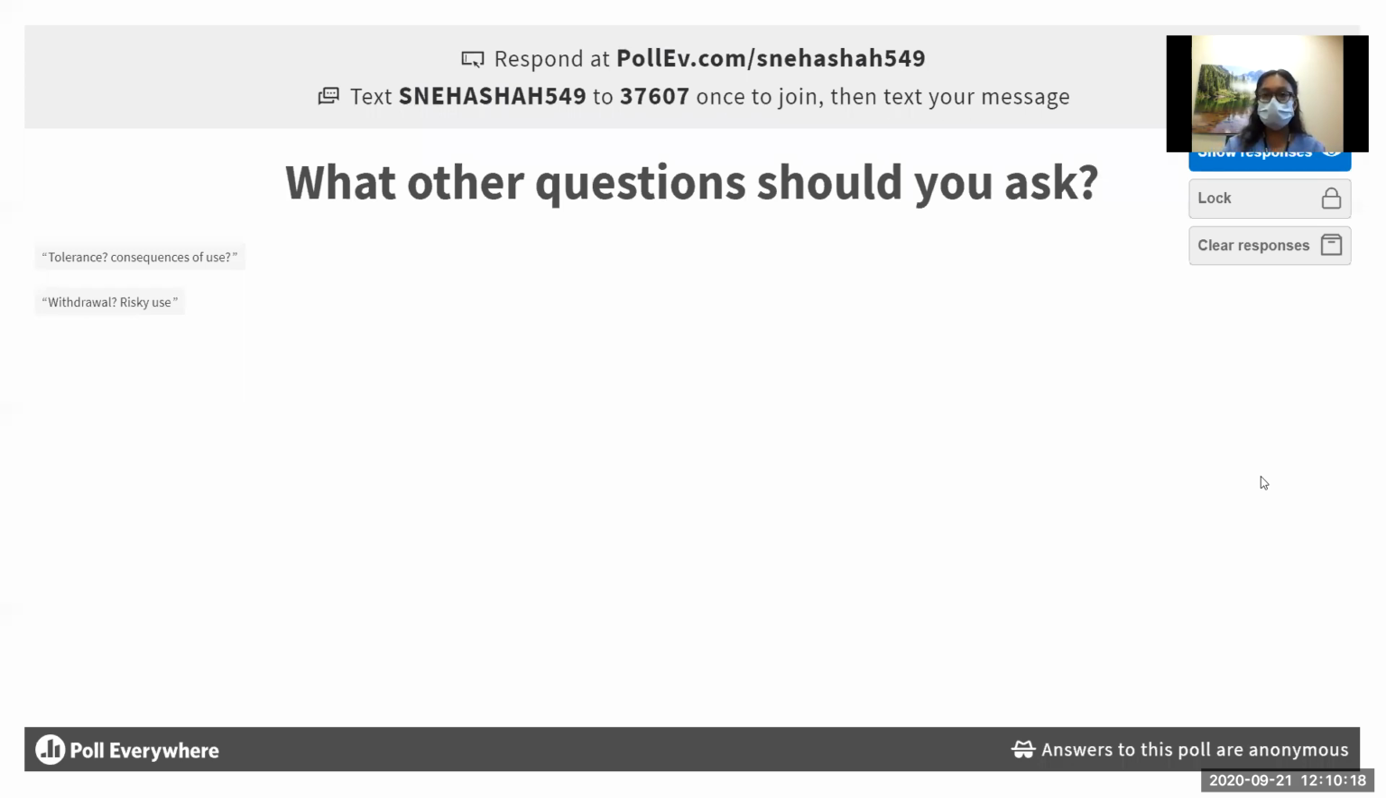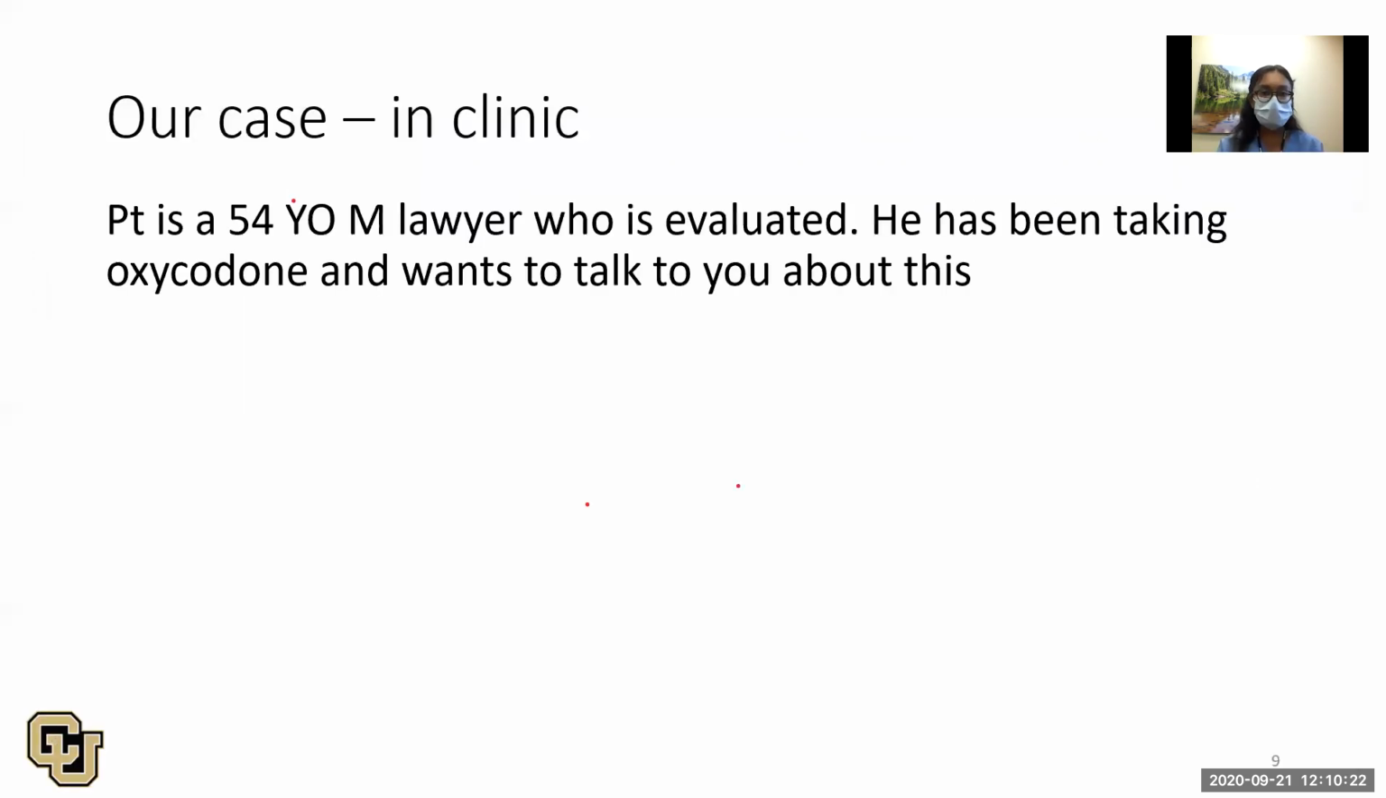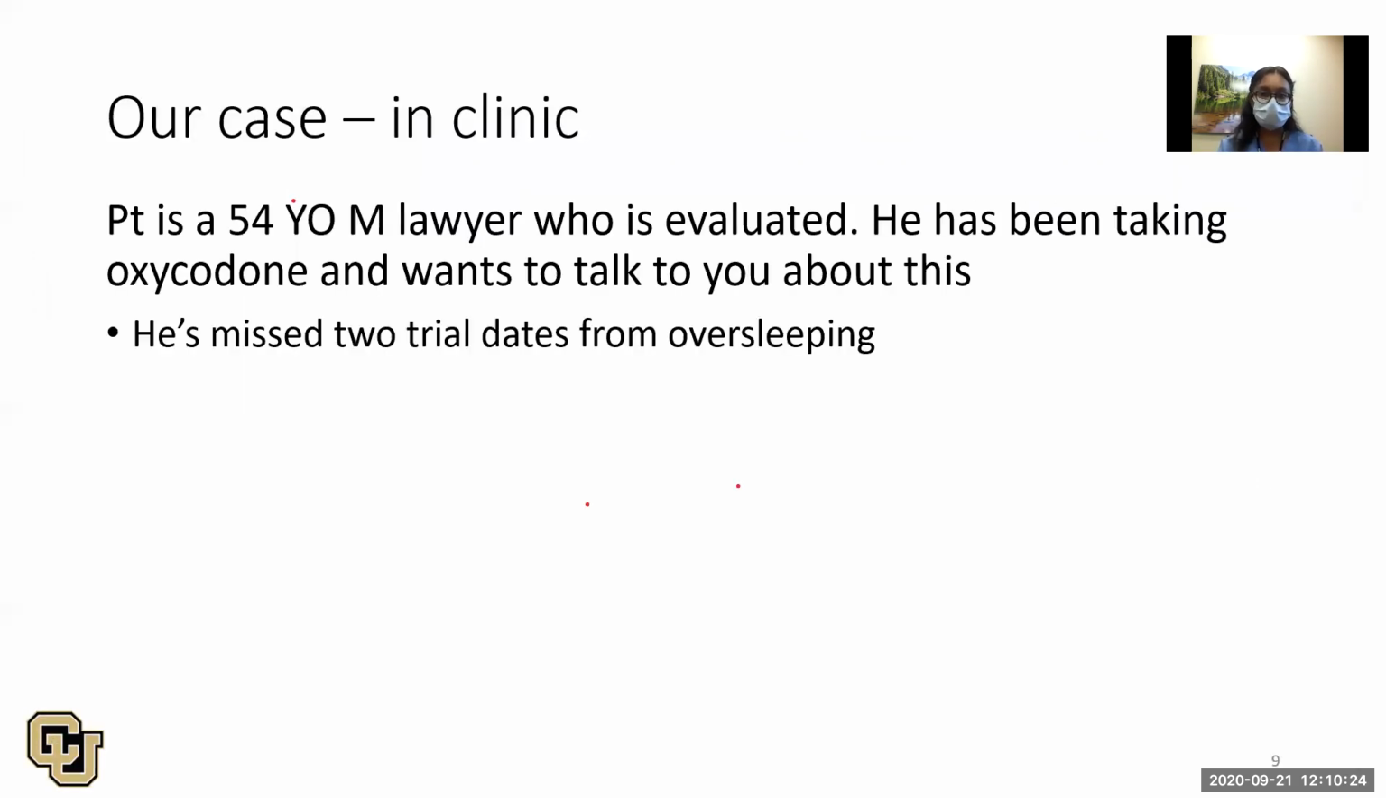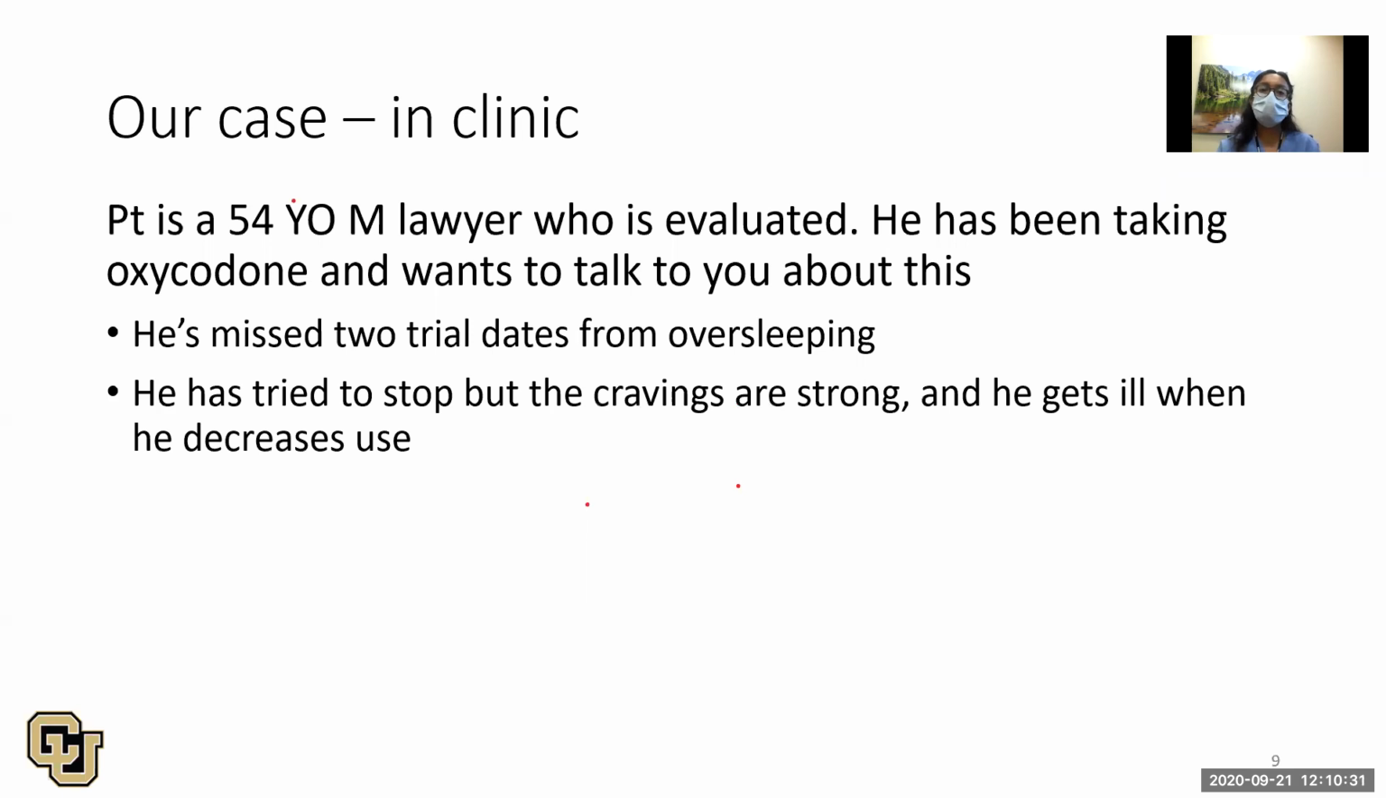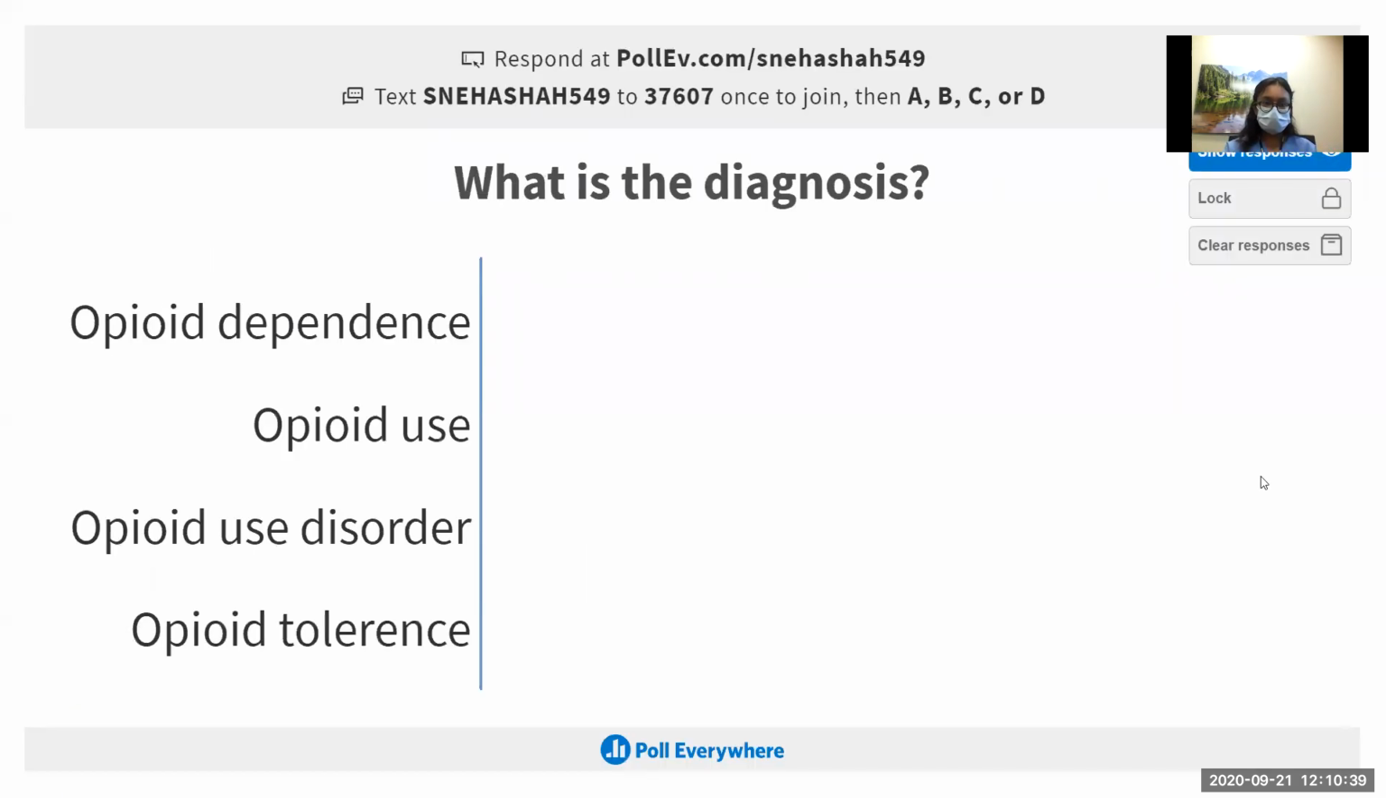Yeah, these are great. You guys can keep chatting them or shouting them out if you think of more. But here's the information you get: he's missed 2 trial dates from oversleeping, and he has tried to stop, but the cravings are really strong, and then he gets ill when he decreases his use. So based on all of that information, what do you guys think is the diagnosis?